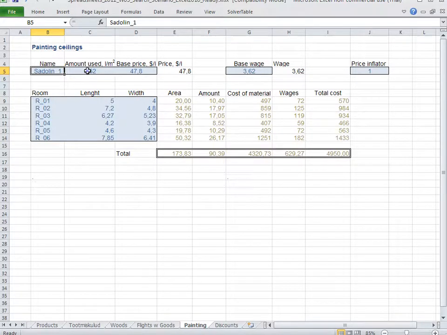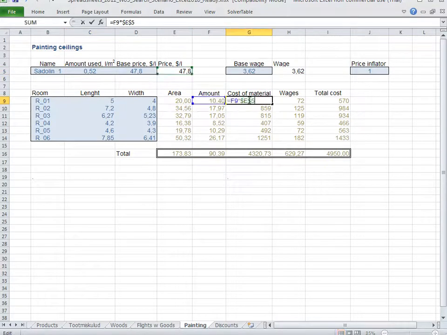We had the amount of paint that is being used for 1 square meter, 0.52 liters, and a price for that paint, 47.8. We also had a wage for a worker who was painting that floor, and we calculated the area of the floor, which is length times width. We calculated the amount of paint, which depended on area and the amount of paint that we use for 1 square meter, so the amount in liters of paint.